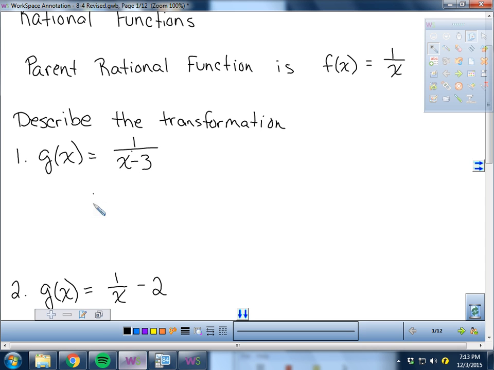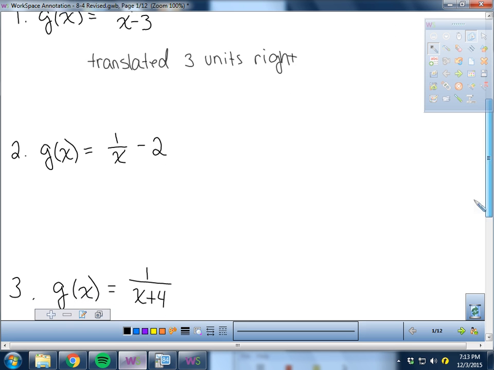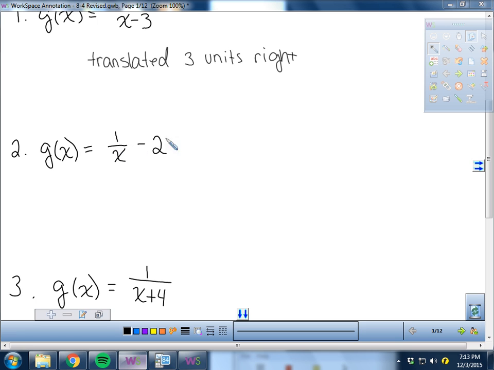So this was translated 3 units right. So if it's minus 3, that means it will move 3 right. So if it was a positive 3, it would be moving 3 left. All right, let's talk about this. I didn't change the bottom, but I did change and put a number out here. So let's see what that did.